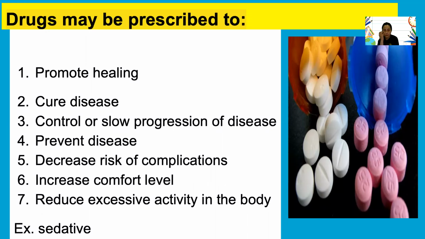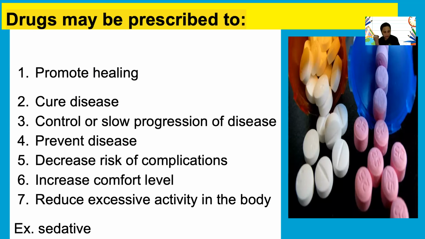Control or slow progression of disease. Okay, what are those? Chemotherapeutic drugs. We can cite it as an example. Prevent disease. What are those medications that prevent disease? Injections like immunizations, vaccines. Like BCG, it will prevent tuberculosis. DPT, it will prevent diphtheria, pertussis, and tetanus. So those are the vaccines.